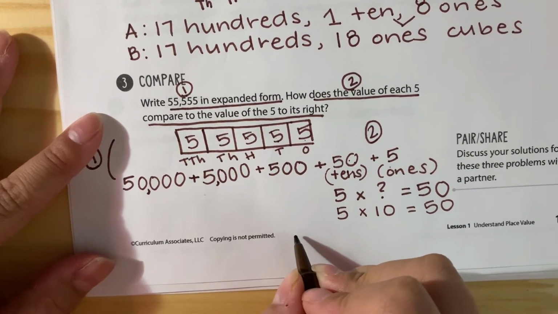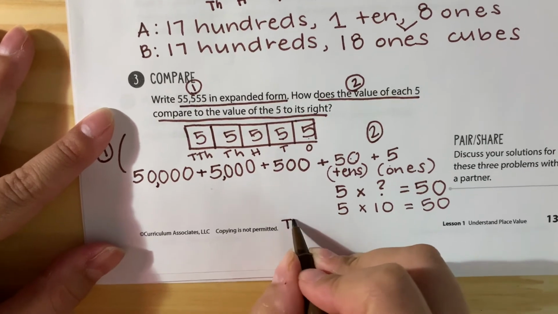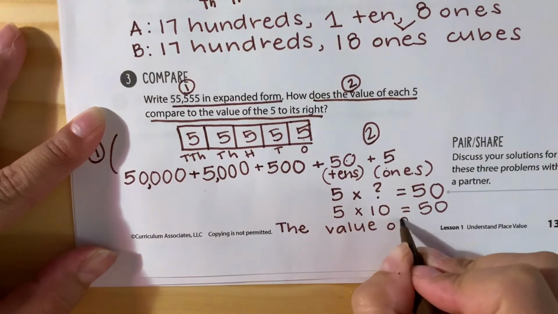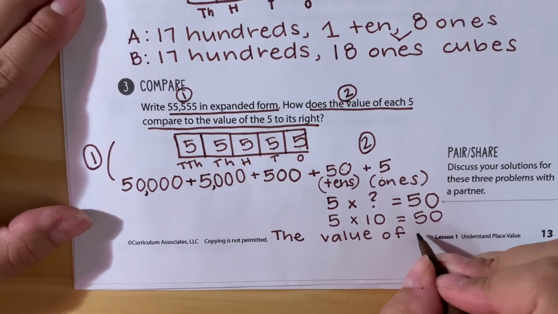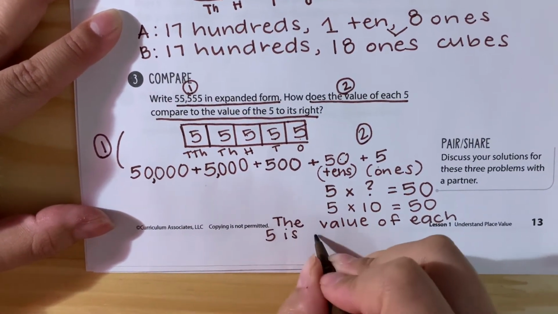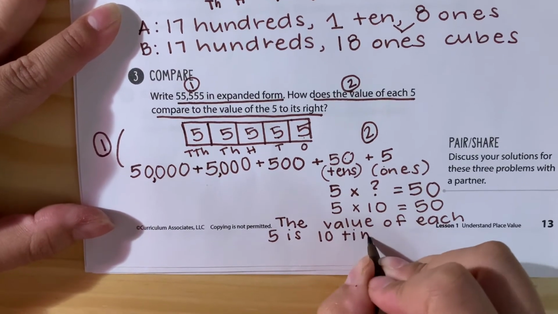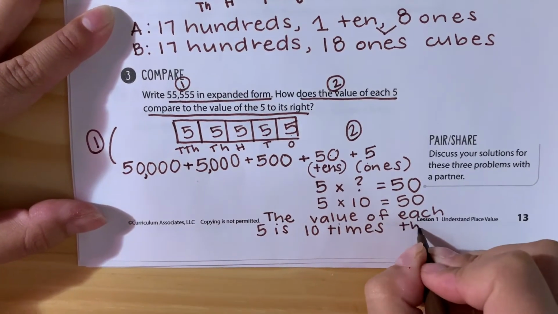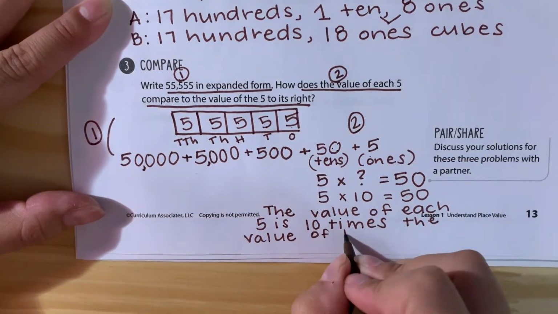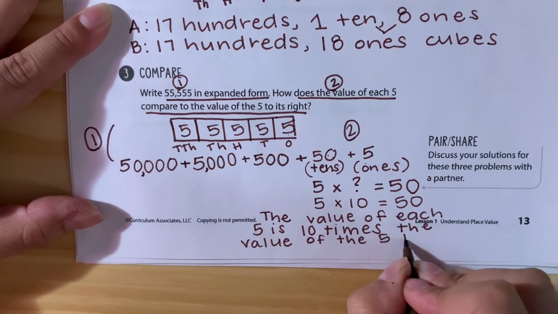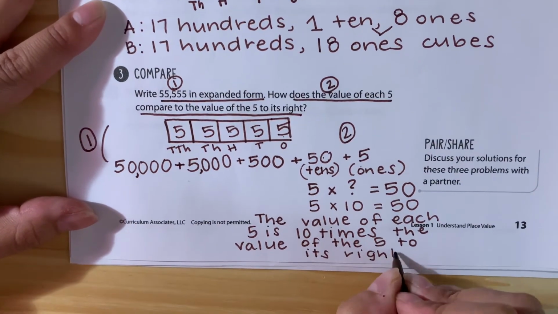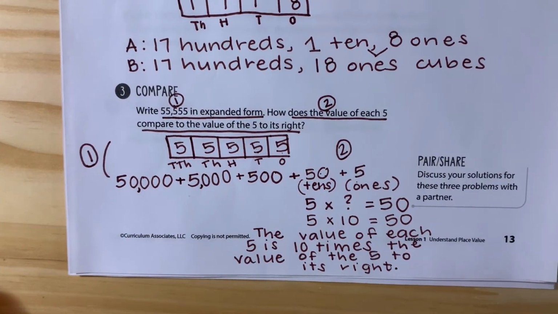So to answer part 2 of this question, the value of each 5 is 10 times the value of the 5 to its right. And we did a problem very similar to this on Monday.